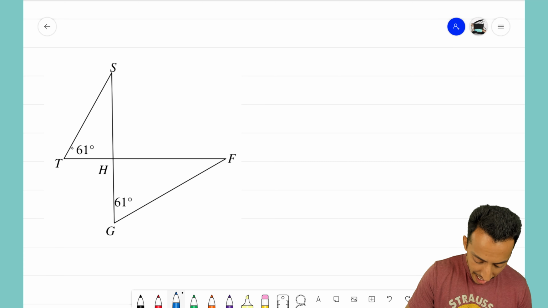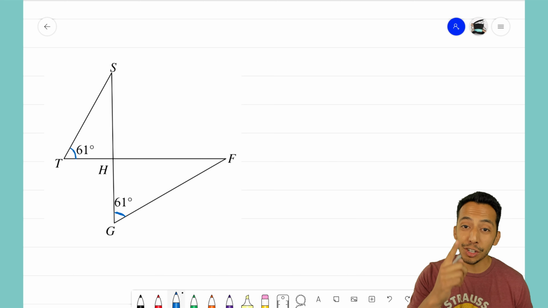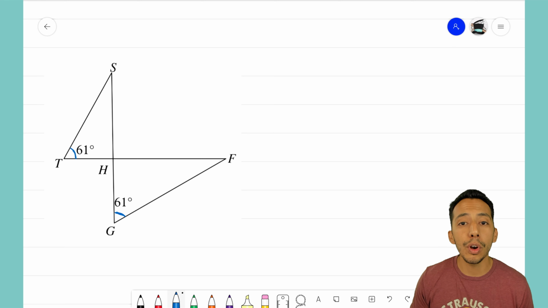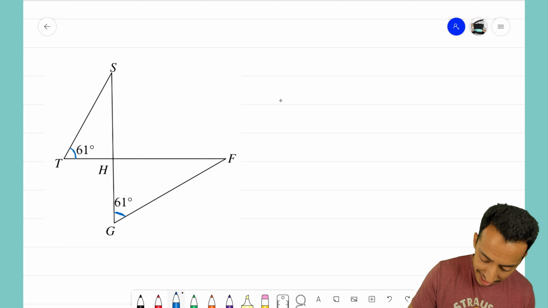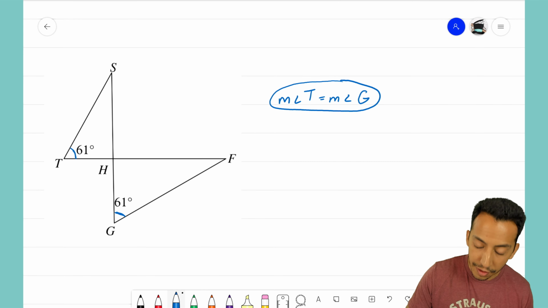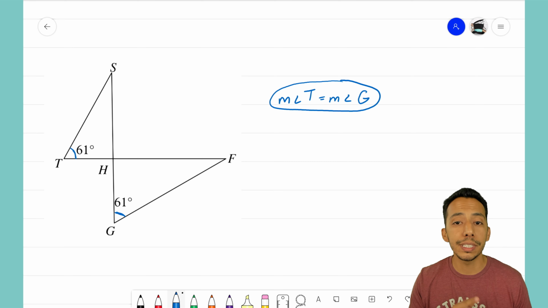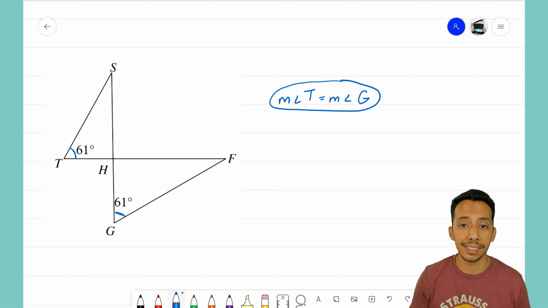I hope we can all see that angle T here and angle G are the same angle. They both equal 61 degrees. So that's our first pair of angles. And I'm going to go ahead and throw that into our flowchart as our first fact, that the measure of angle T equals the measure of angle G. That is our first fact for our flowchart because we know that they're both 61 degrees. That problem told us that. So we're good. Now, what we need is one more pair of angles to show that these triangles are similar.